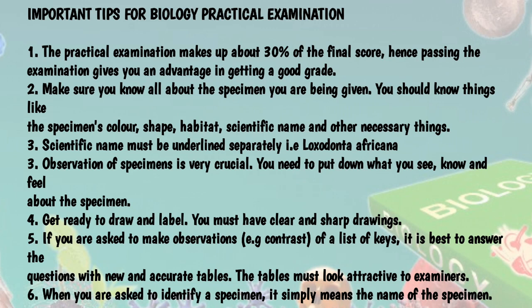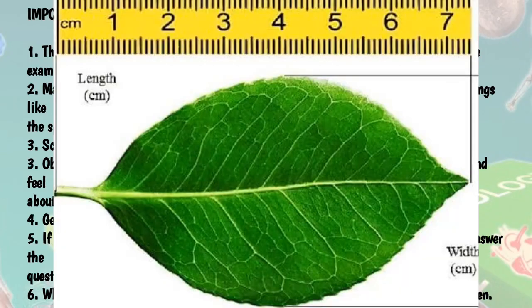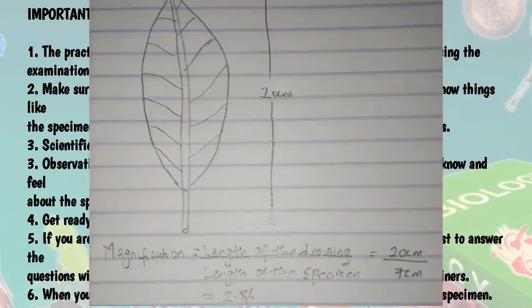Magnification is simply the ratio of the size of the image, or whatever you have drawn, to the size of the actual specimen. So it is the length of your drawing over the length of the actual specimen. In this case, the leaf given to us measures about 7 centimeters, and our drawing measures about 20 centimeters. So when you divide 20 by 7, you end up getting 2.86. That's the magnification of the diagram.